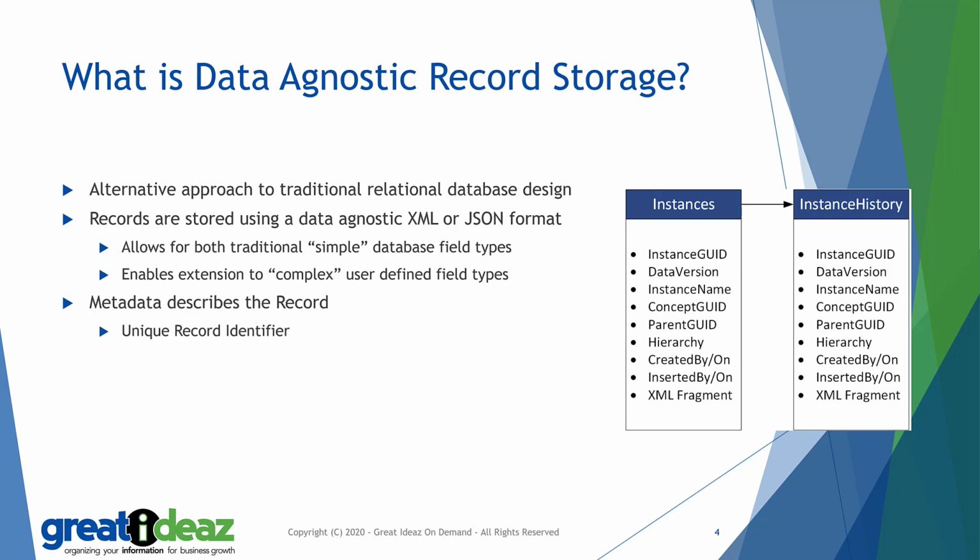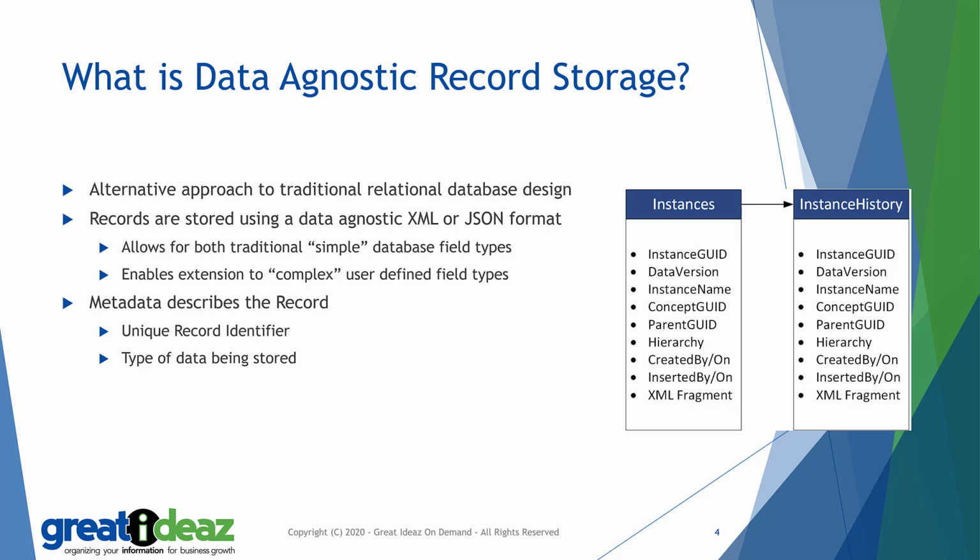We want to make sure that we give each individual record its own unique record identifier, and for that we use the instance GUID field. As the name implies, an instance GUID is a global unique identifier. This means that no two records generated by any application stored in the same database should have a collision on the unique record identifier.